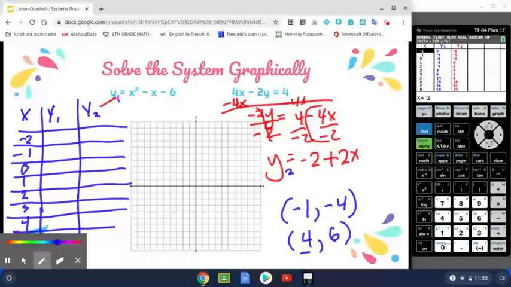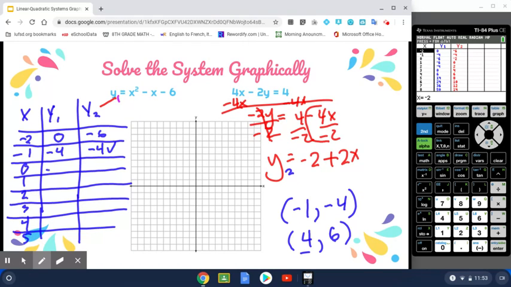And my first one is -2, 0. -1, -4. Like we said, that's our point of intersection. Got it. 0, -6. 1, -6. 2, -4. 3, 0. 4, 6, check, got that point. And then 5 would be 14. So I'm probably not going to be graphing that one because the 14's off the graph paper, but that's okay.